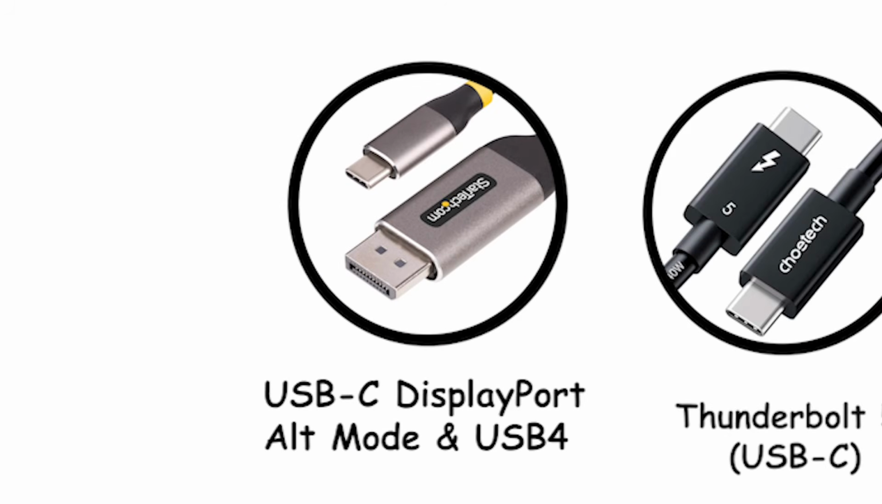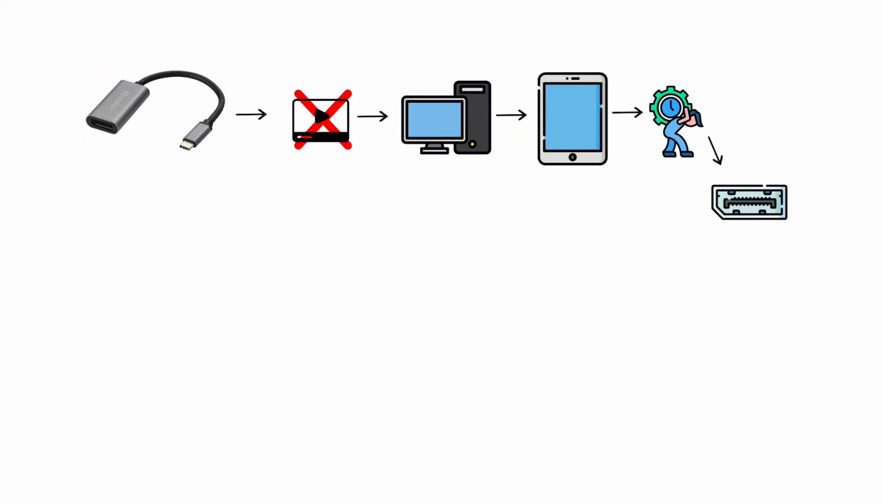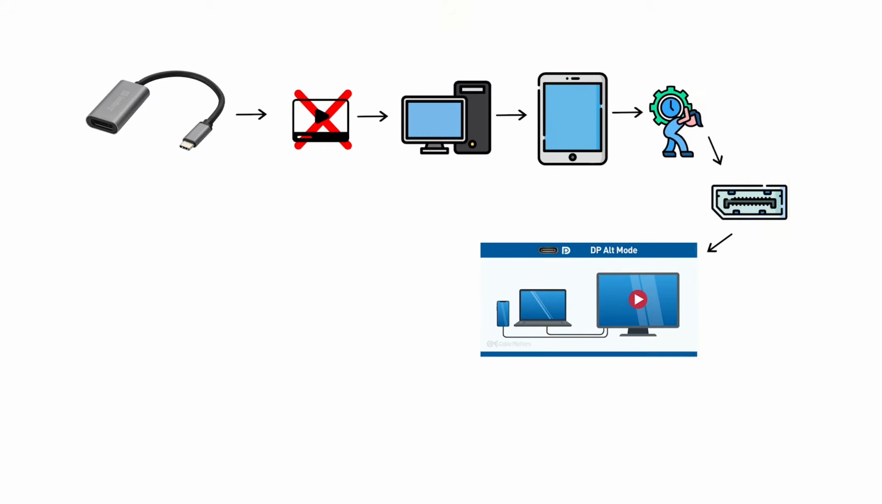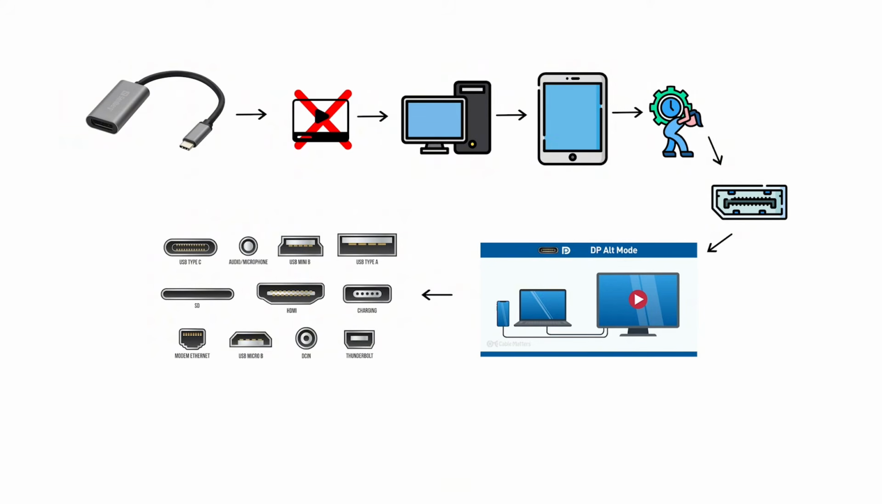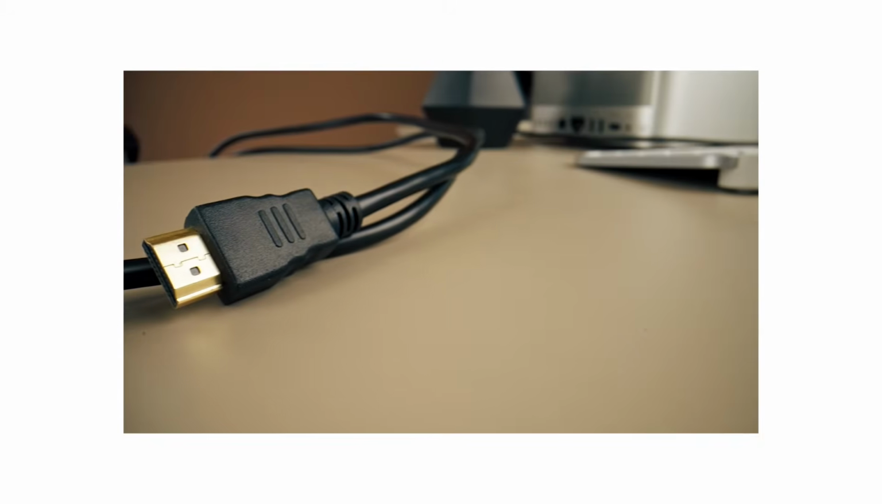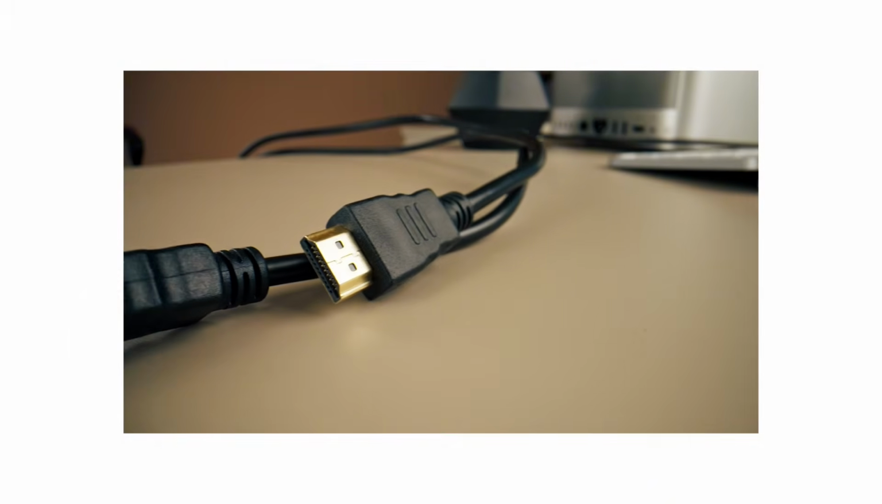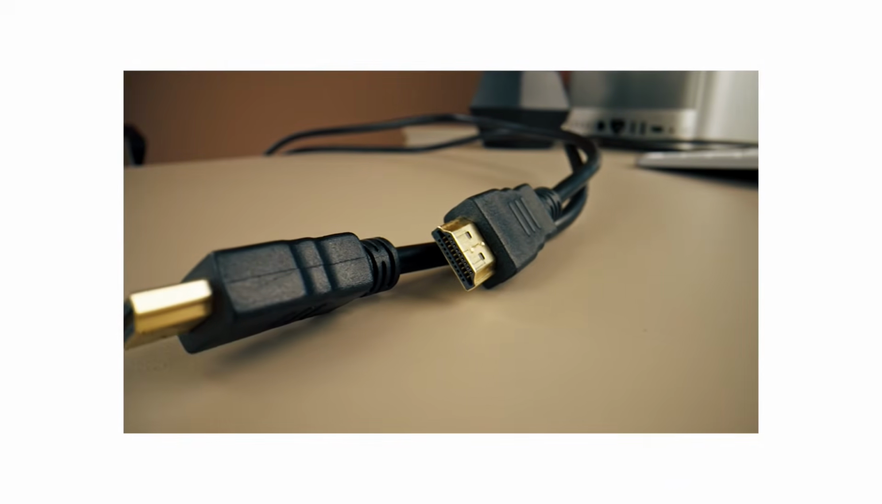USB-C DisplayPort, Alt Mode, and USB4. A USB-C video port is not a new video standard. In most PCs and tablets, it carries DisplayPort, either as DisplayPort Alt Mode, native DP over the USB-C pins, or tunneled DisplayPort inside USB4. That's why some USB-C to HDMI dongles must be active adapters. They convert DisplayPort to HDMI because HDMI signaling isn't present on the port.